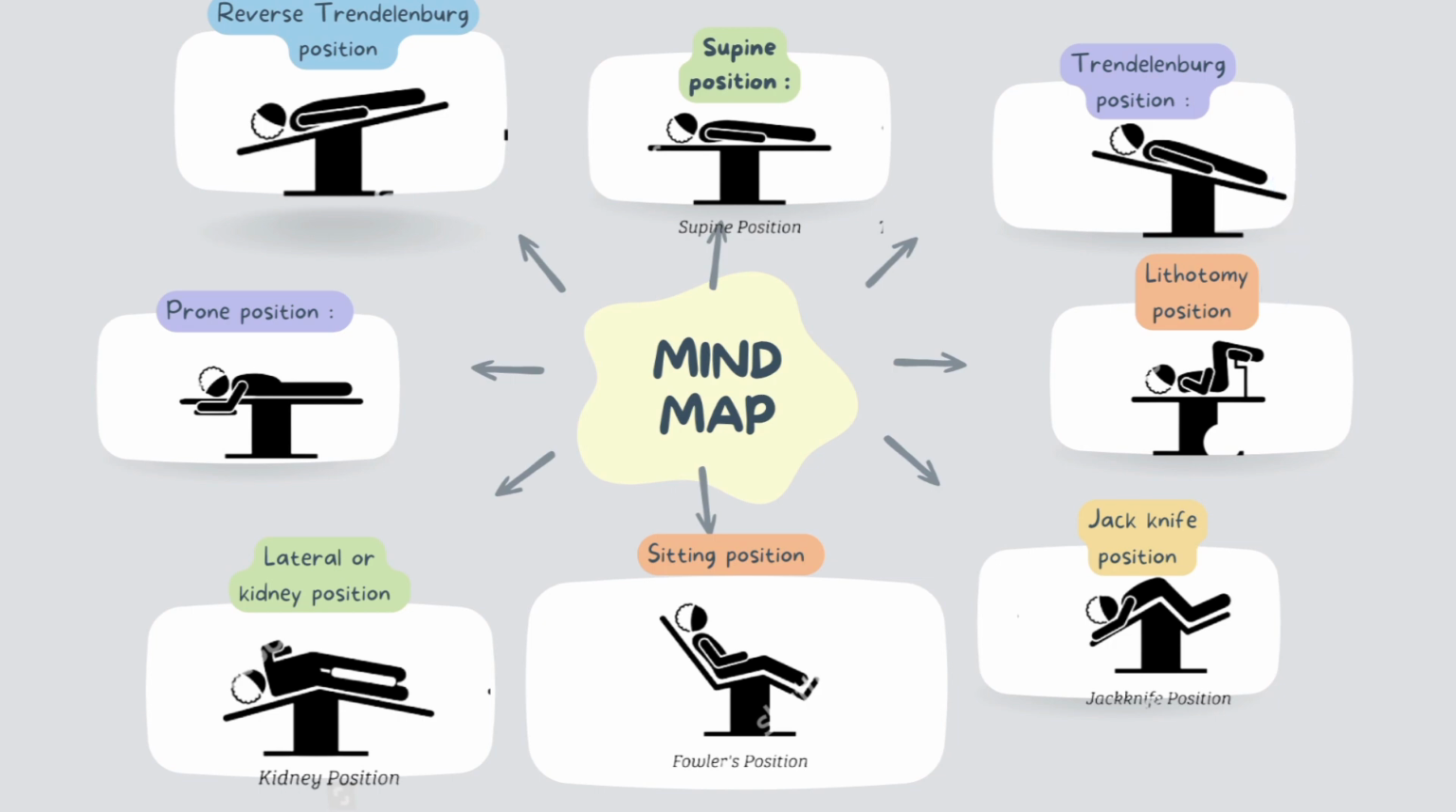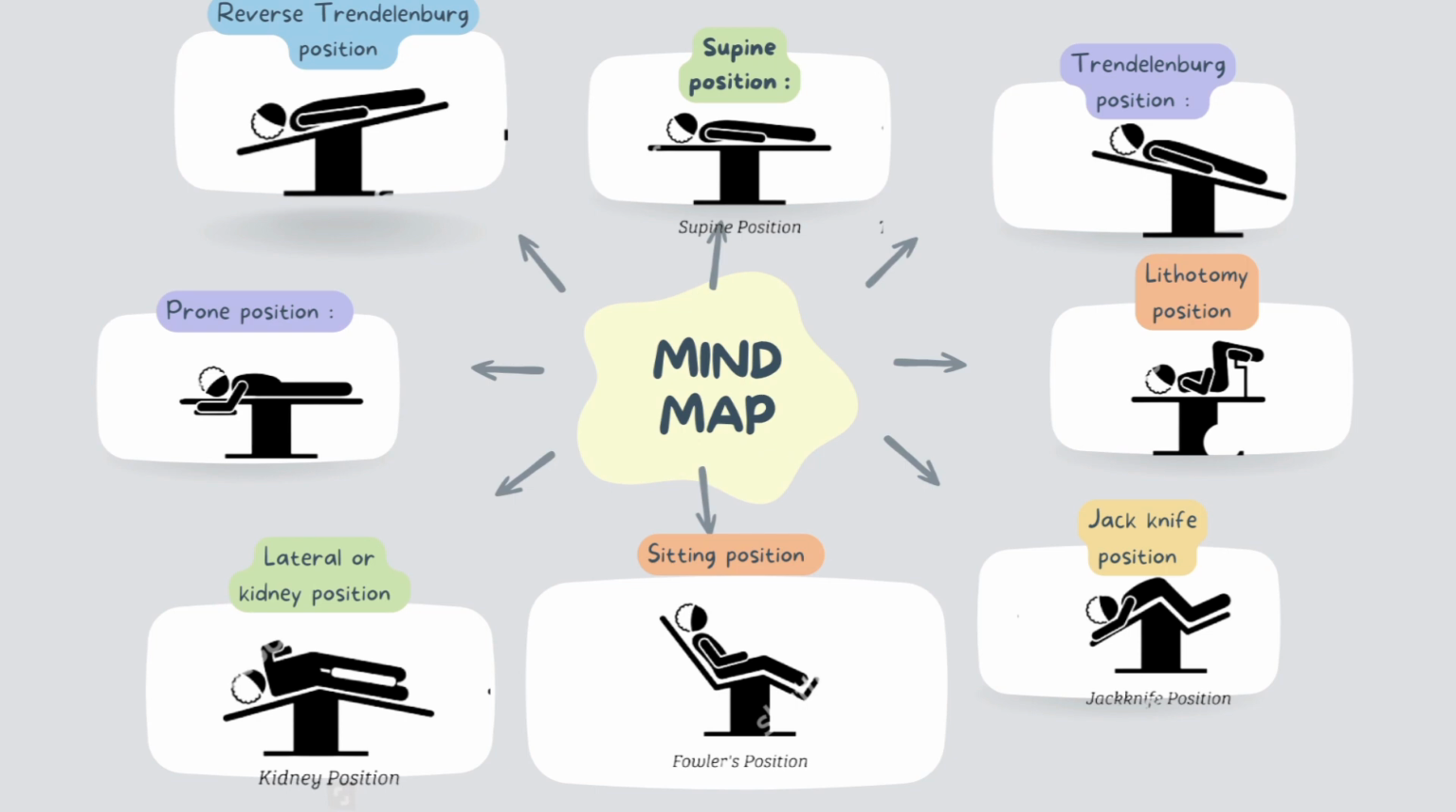So let's begin with the images and then we will dive into the details of each of these positions. So first we have the supine position. You can see this is kind of a neutral position. This is the Trendelenburg position. The head end is raised and the foot end is lowered. Below it is the lithotomy position. Here you can see the legs are raised and there is kind of a support here.